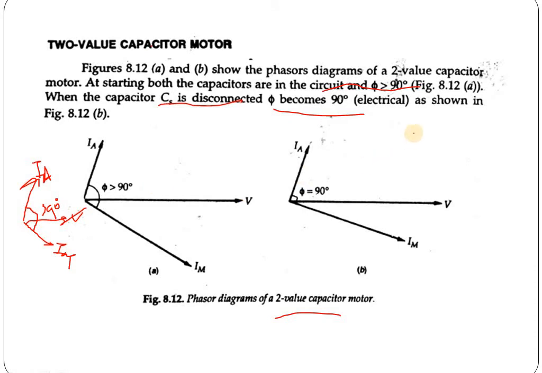And when we remove the auxiliary winding running capacitor, at that time the main winding phase difference angle becomes lesser and the auxiliary winding is also shifted, and the phase difference between the main winding and auxiliary winding is 90 degrees only. So this is IA and this one is IF.